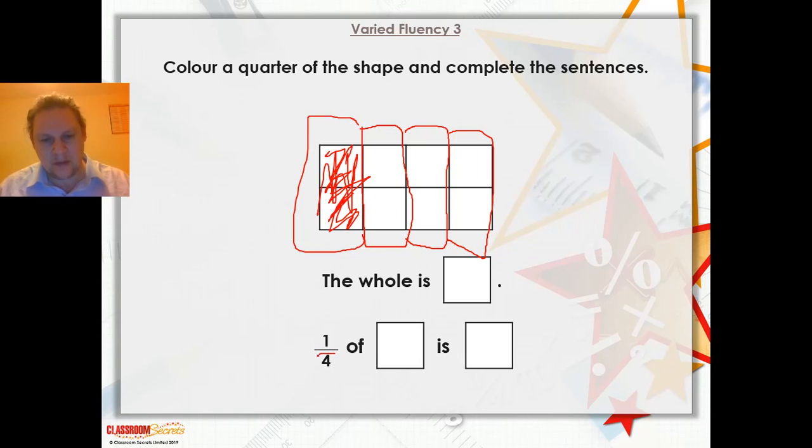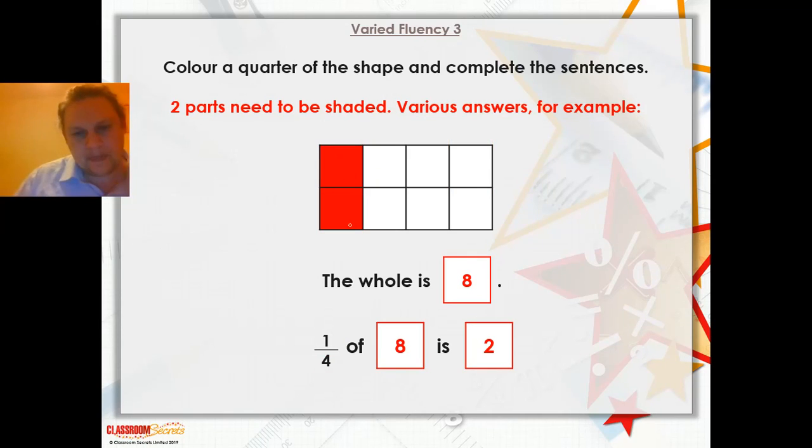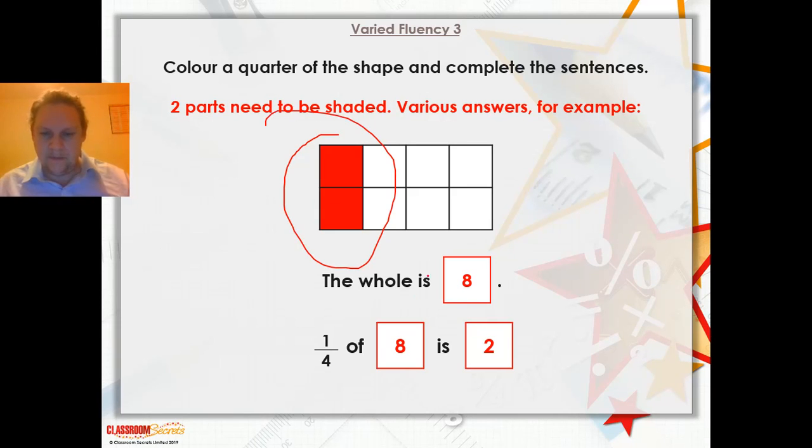So this tells us how many groups we've got. This tells us how many we're interested in. 1 of those groups. So it's going to look like this, isn't it? Okay, the whole is made up of 8. 1, 2, 3, 4, 5, 6, 7, 8. A quarter of 8 is 2.